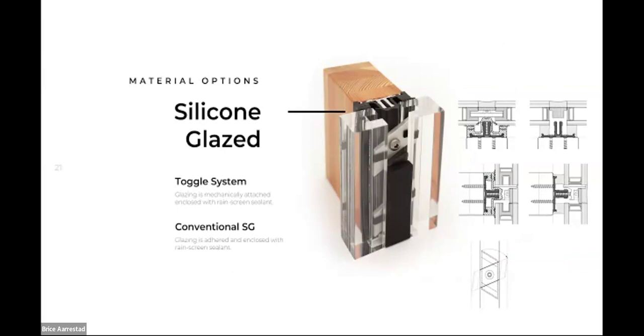mechanically attaching the glass through a channel in the IGU. And then the toggle turns and clamps the glass back into the base profile. And then it's finished with a rain screen sealant. Again, here's what that looks like.